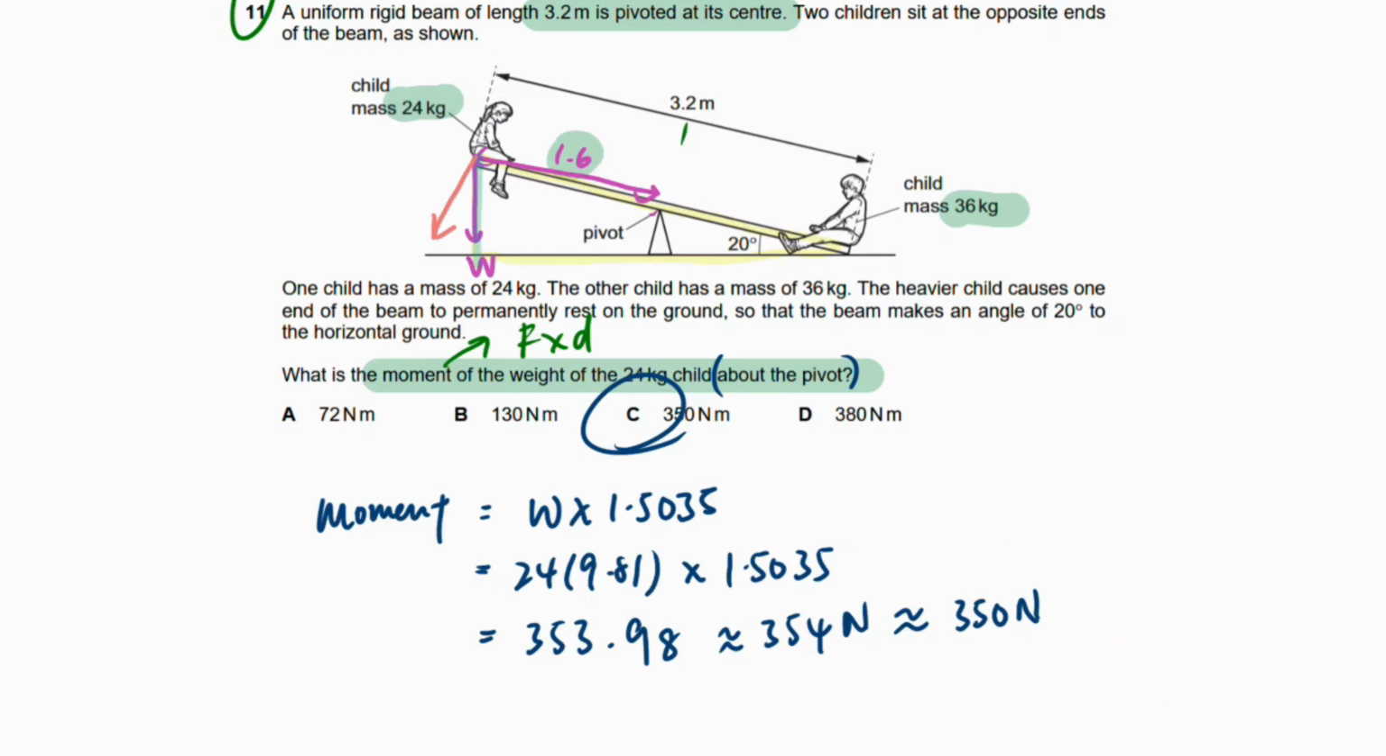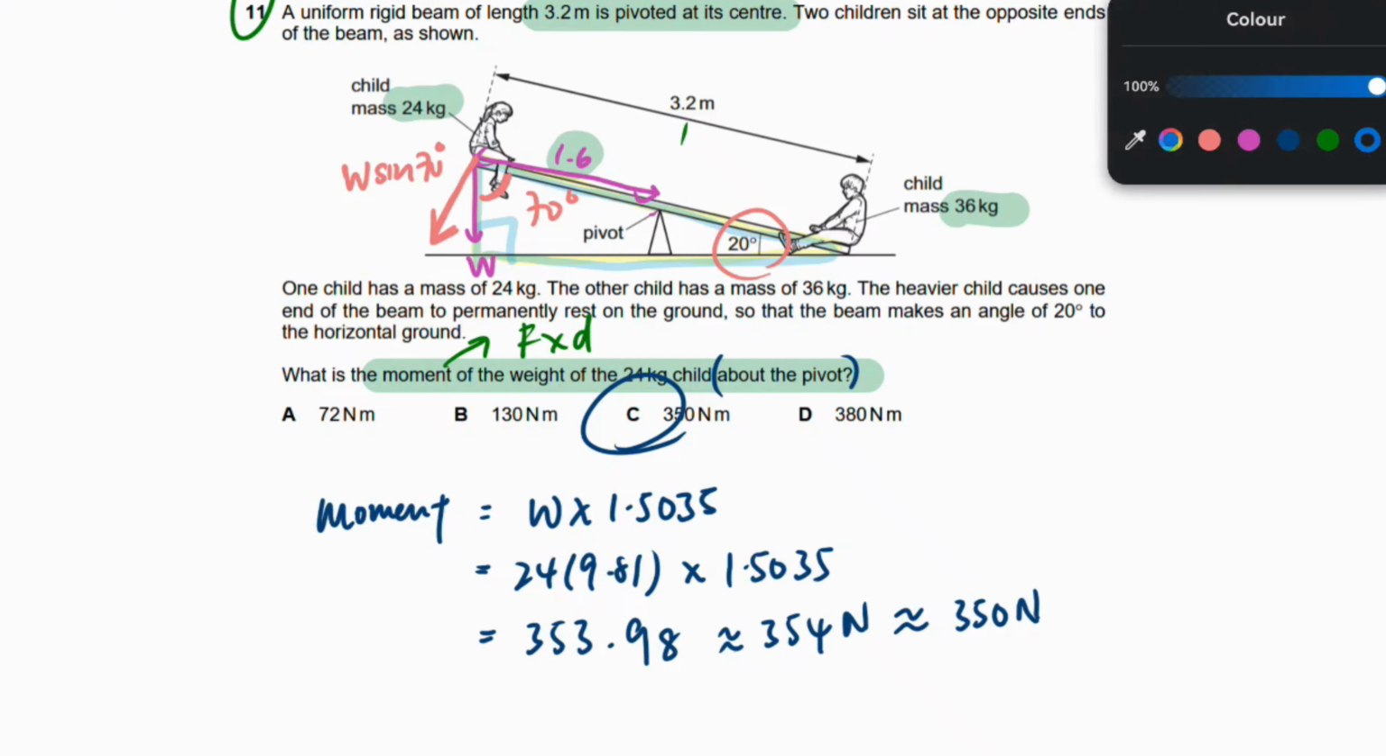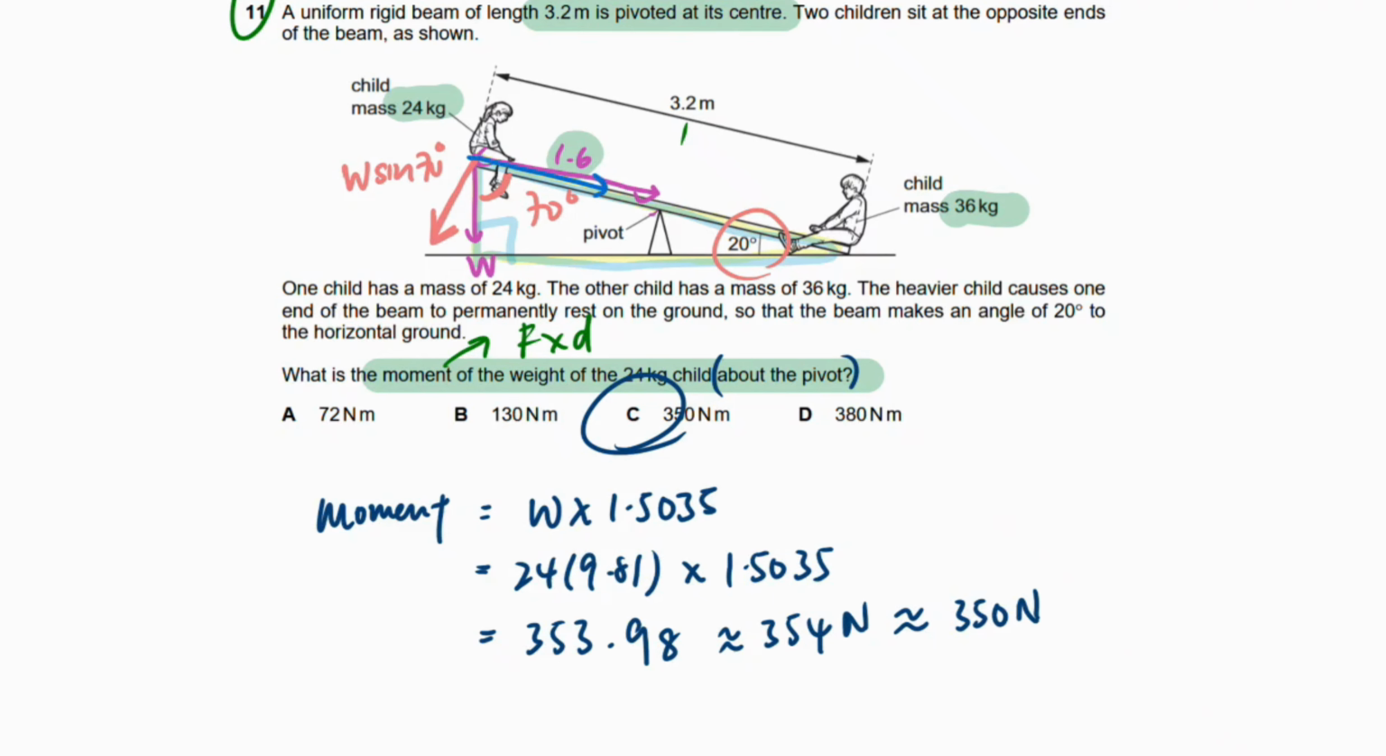Okay, I think I should use blue. Cannot see. Okay, this is actually a right angle triangle. So if this is 20, this is 90, what is your angle here? 70 degrees, right? So, therefore, this will be W sine 70 degrees. The one that is parallel to the distance of 1.6 will be W cos 70 degrees. In this case, since we are finding the force that is perpendicular to 1.6, therefore we take W sine 70 degrees.